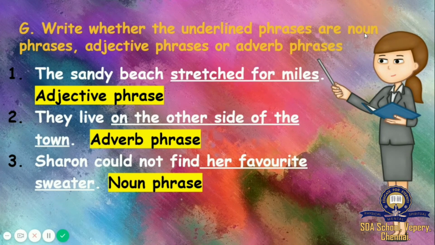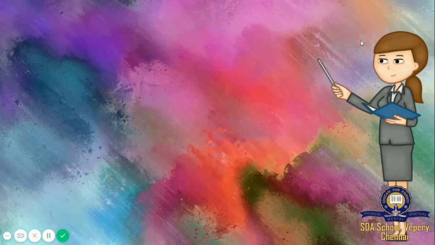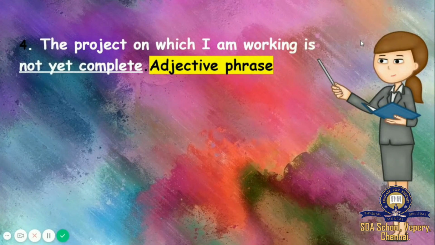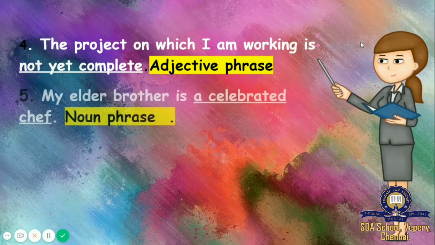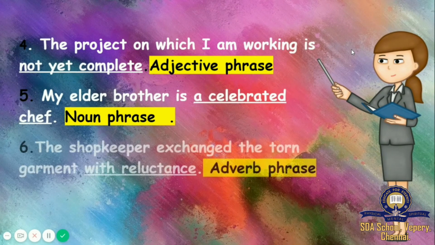Sharon could not find her favorite sweater. So here, her favorite sweater is a noun phrase. The project on which I am working is not yet complete. So here, not yet complete is an adjective phrase. My elder brother is a celebrated chef. So here, a celebrated chef is a noun phrase. The shopkeeper exchanged the torn garment with reluctance. So here with reluctance is an adverb phrase.